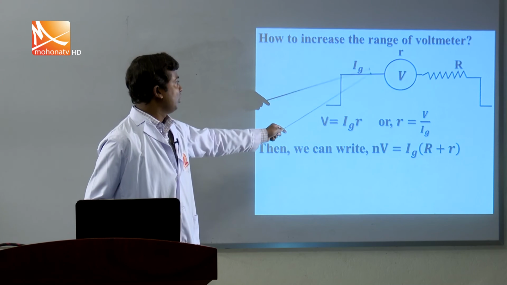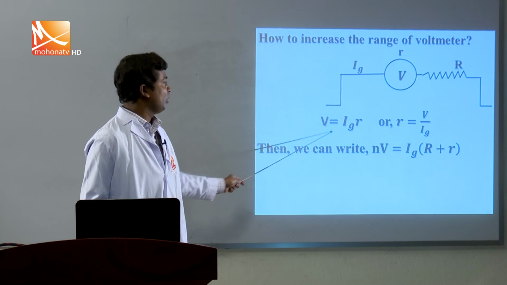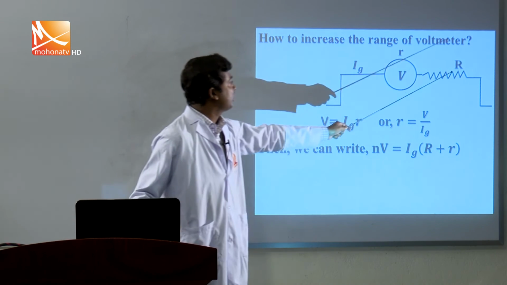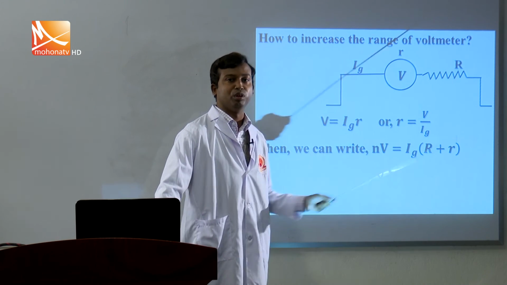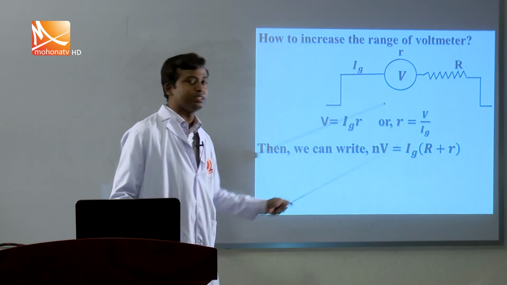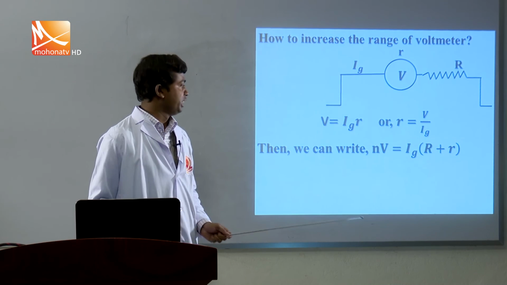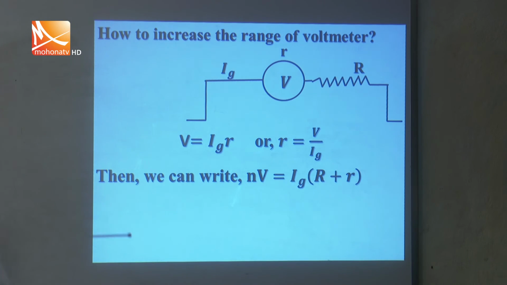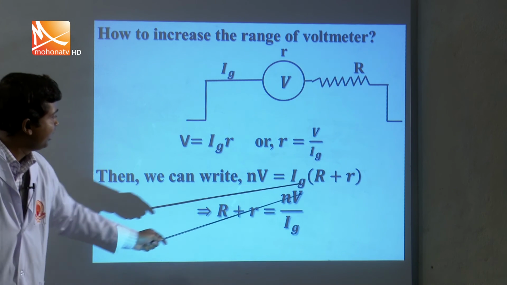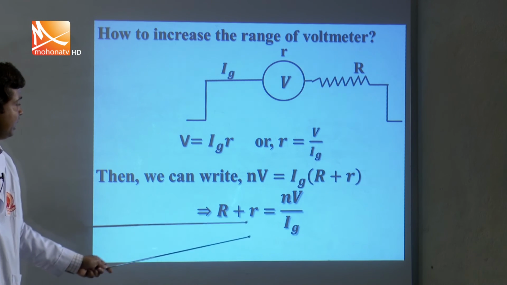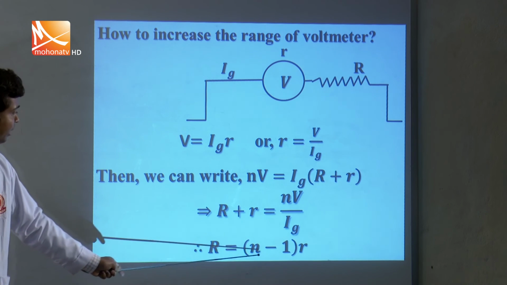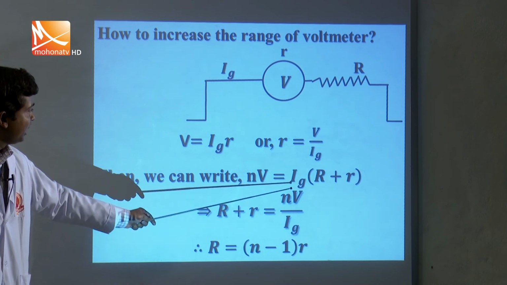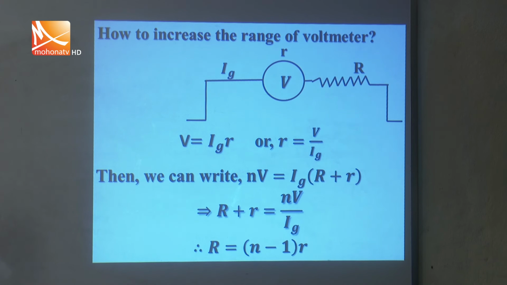Without adding R, it can measure only V amount of potential difference, but when you connect this resistance in series with the voltmeter, it can measure NV, that is N times the potential difference. In this case, the equation becomes Ig (r plus R). Now you can write r plus R equals NV divided by Ig, then R becomes (N minus 1) times r, because N equals I by Ig. So this is the equation in order to increase the range of the voltmeter.